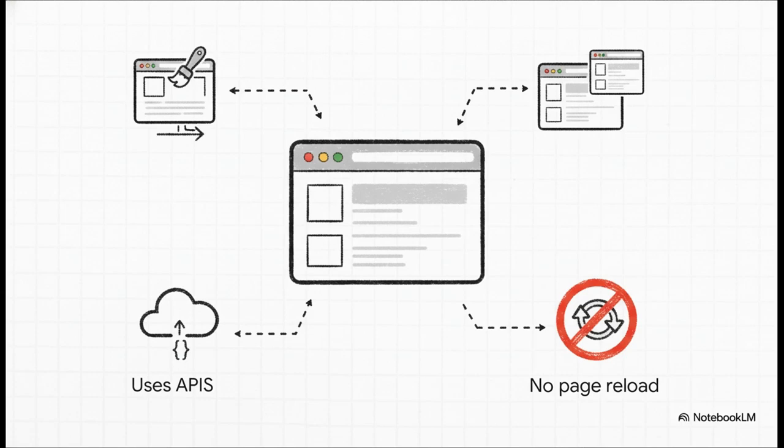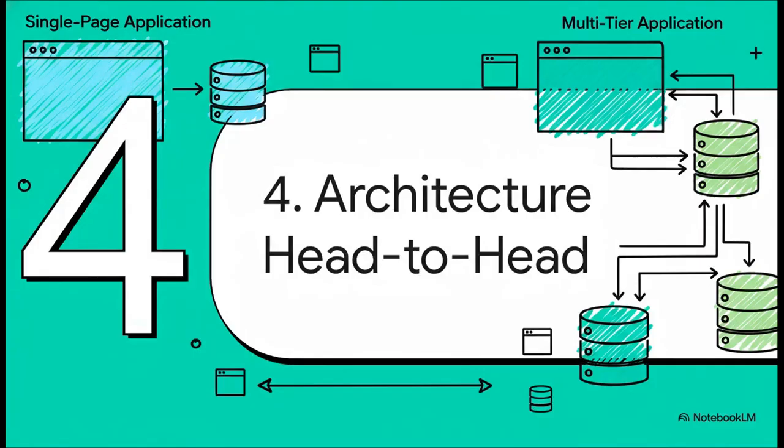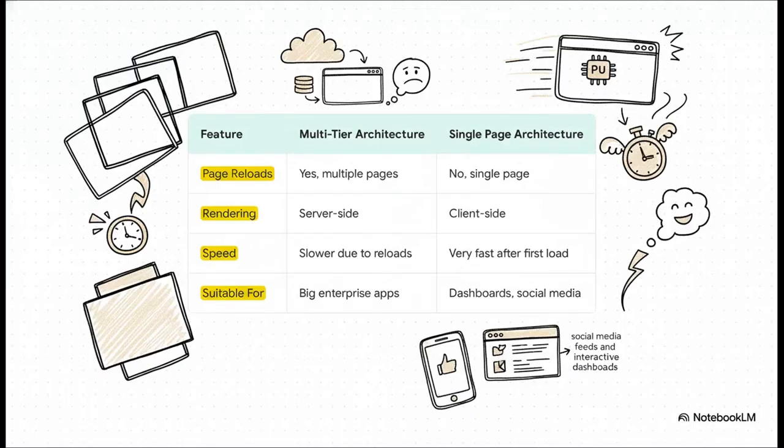It's brilliant. Okay, now that we've seen both models in action, let's put them side by side, head to head, and really see the difference. This table just makes it crystal clear. Multi-tier architectures, they reload the page constantly and do all the rendering on the server, which can feel slow. Single-page applications, on the other hand, load once, they render on your machine, and they feel incredibly fast. And that speed makes them absolutely perfect for things like social media feeds or interactive dashboards.